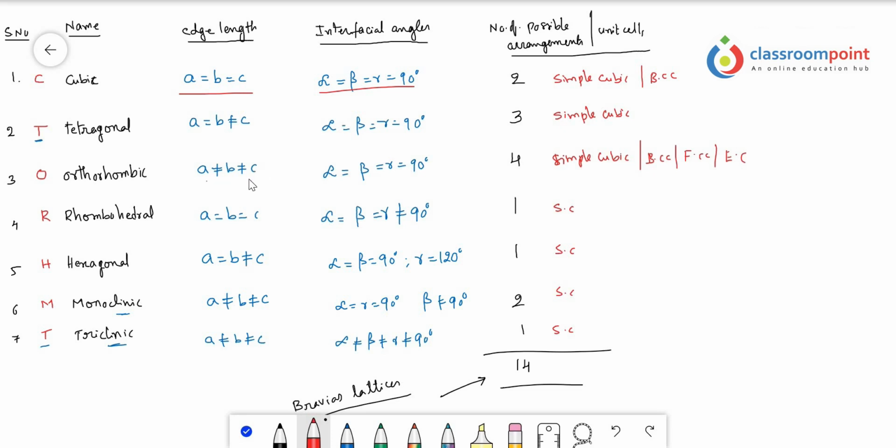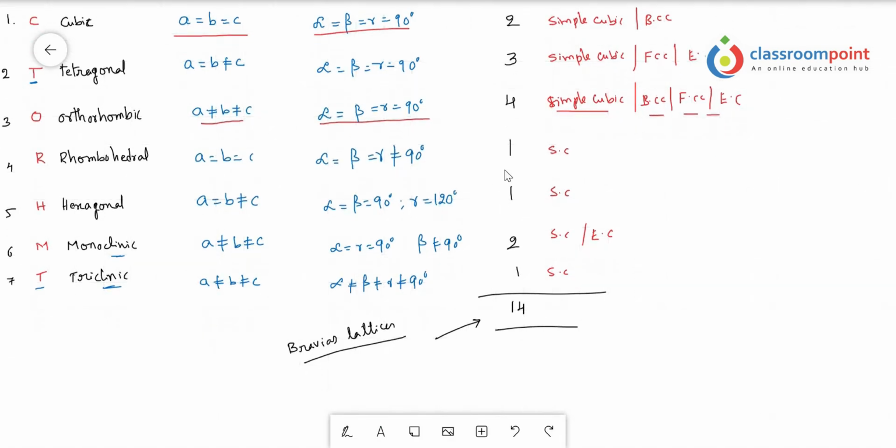Means with these edge lengths and interfacial angles, we are able to arrange those 4 unit cells. And with these edge lengths and interfacial angles, we are able to arrange only 2 unit cells. They are simple cubic and BCC. FCC is not possible to arrange with these interfacial angles. And in this case, FCC and end-centered is possible. In the rhombohedral, only 1 unit cell is possible. Hexagonal also only 1. Monoclinic 2 are there. Those are simple and end-centered. And in triclinic, only 1 unit cell is possible.